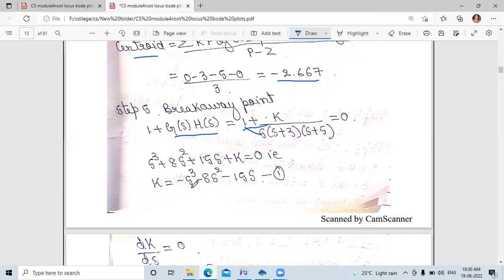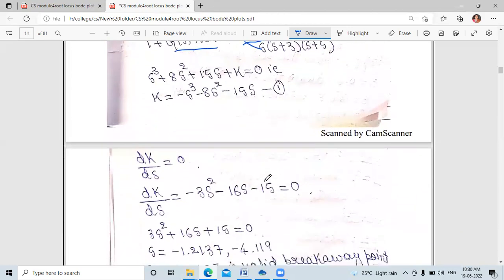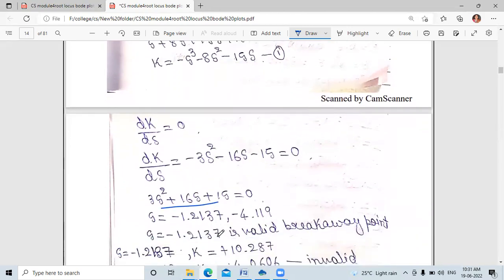So K equals minus s to the power of 3 minus 8 s to the power of 2 minus 15s. If you differentiate with respect to s, what will you get? The equation minus 3s square minus 16s minus 15 equals 0. From this, find out the roots of this equation. So what will you get? s equals minus 1.2137 and minus 4.119.